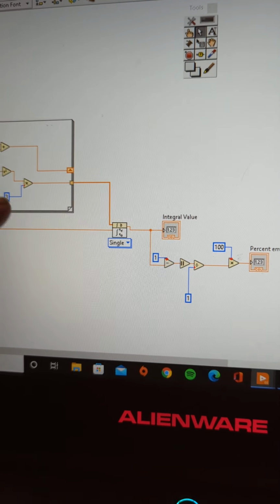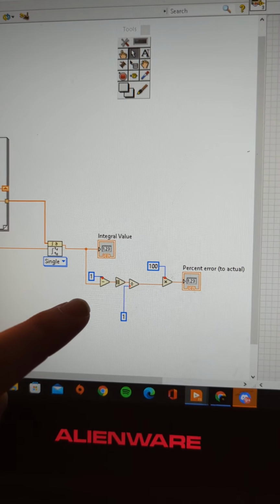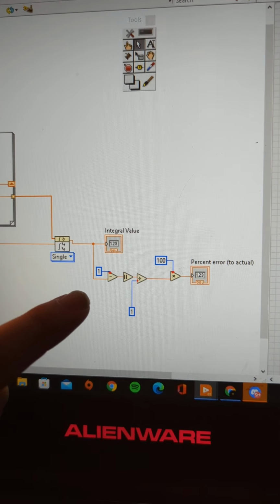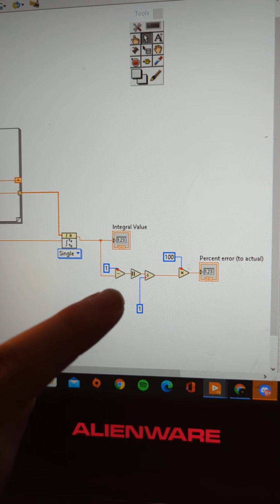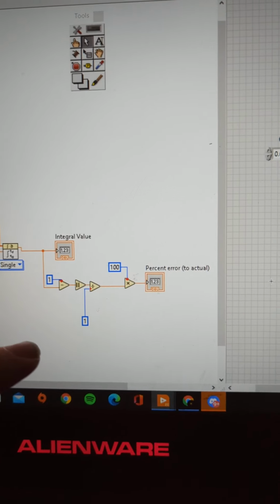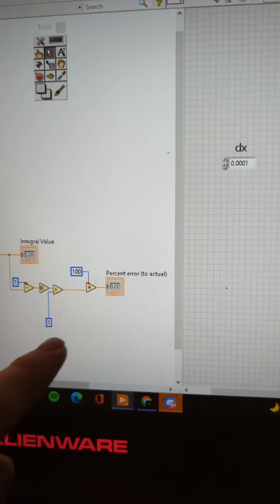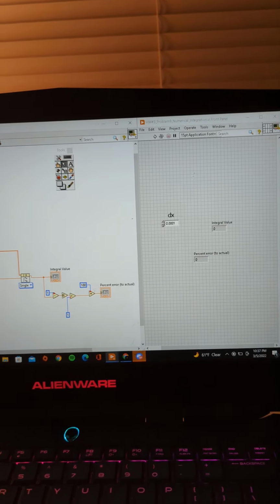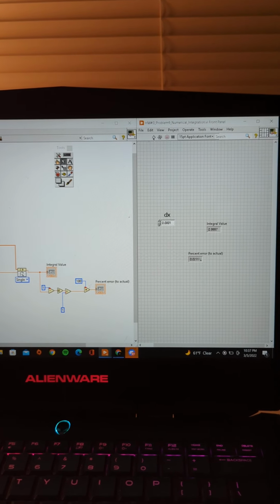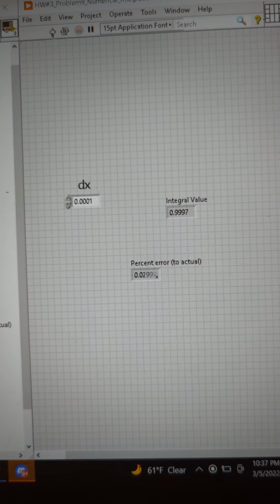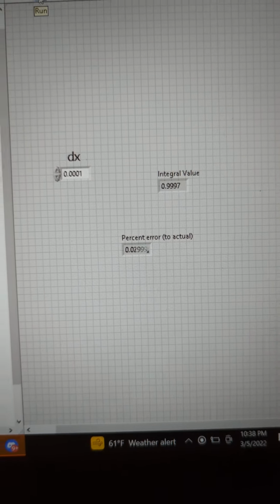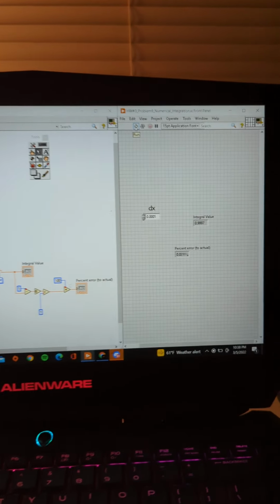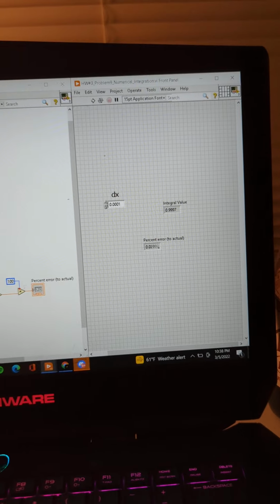And then the integral value is wired down, and this is essentially the formula just to find the percent error from our actual. So it's just 1 minus our integral value, and then it finds the absolute value and divides it by 1 and multiplies it by 100. And then of course it's wired into a numeric indicator, which is right here. So if we run it, we should see that we get an integral value of 0.99, almost 1, and then our percent error is 0.029, so about 0.03. And that's essentially how far we're off from our actual value.